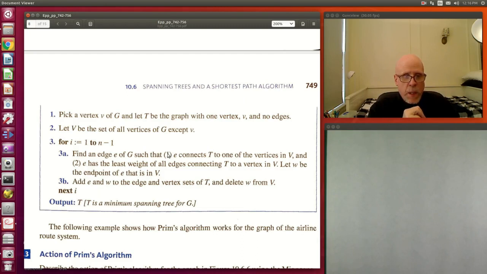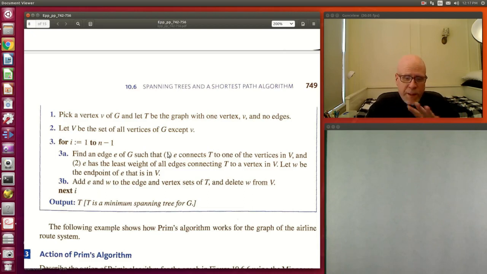All right. So they're saying let W be the endpoint of E that is in V, right? So you're going to add E and W to the edge and vertex sets of T respectively, and then delete W from V. That's important. You don't want to ever consider going to W again. It's been added into T. And then once you've finished these n minus 1 steps, you're done. T will be a minimal spanning tree. How do you know? It's going to have n minus 1 edges. You took n minus 1 steps, and in each step you added an edge. And you never created a loop, did you?